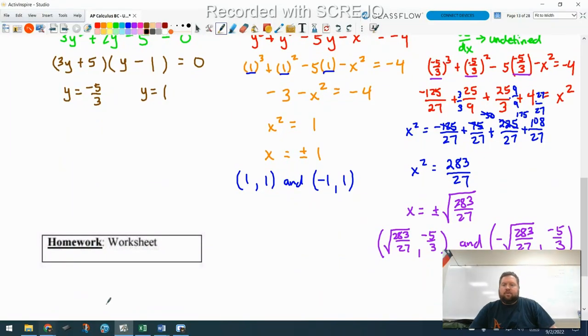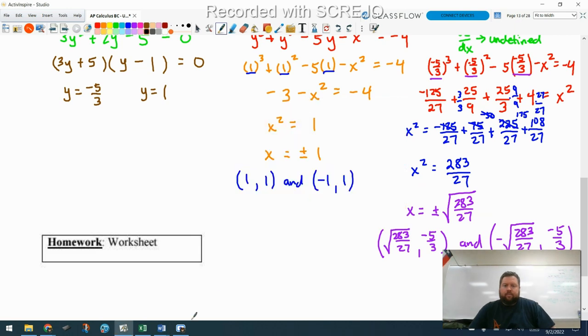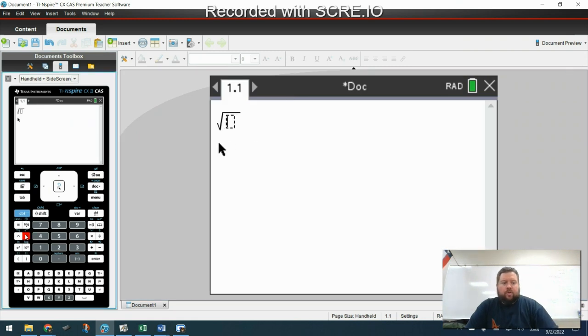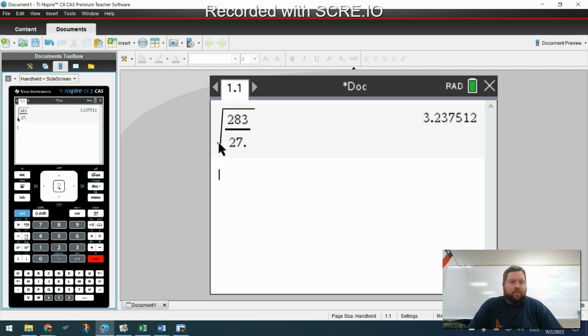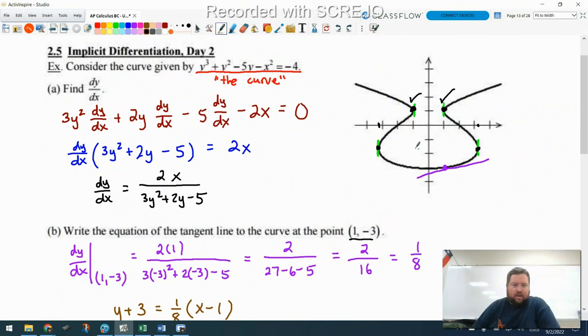All right, so let's plug this in to our calculator and see what we get. All right, so we have square root 283 over 27. I want decimal form. All right, there you go, 3.238. And then you have the negative version as well because of the negative square root. And that matches up exactly with what we saw on the graph. Okay, if we look at the y value, we should see negative 5/3, which is a little bit higher than 2 right there. So -1, negative 5/3, right about there. So I think we are good to go with that.